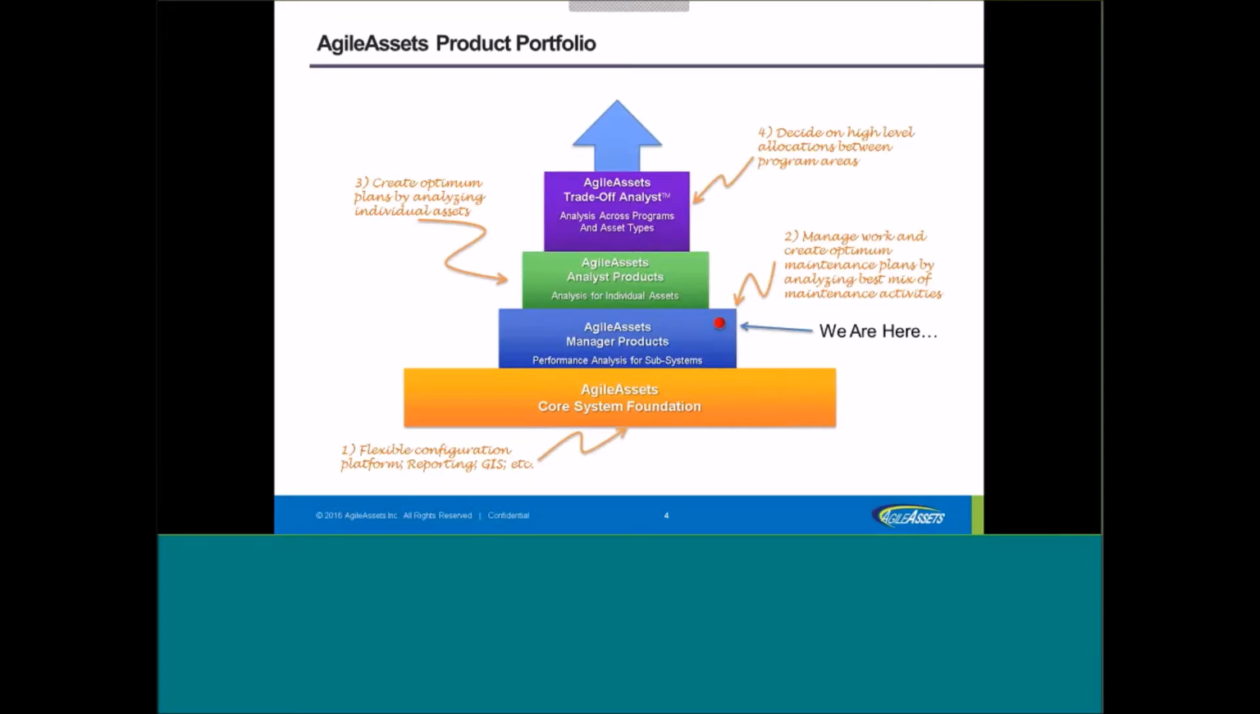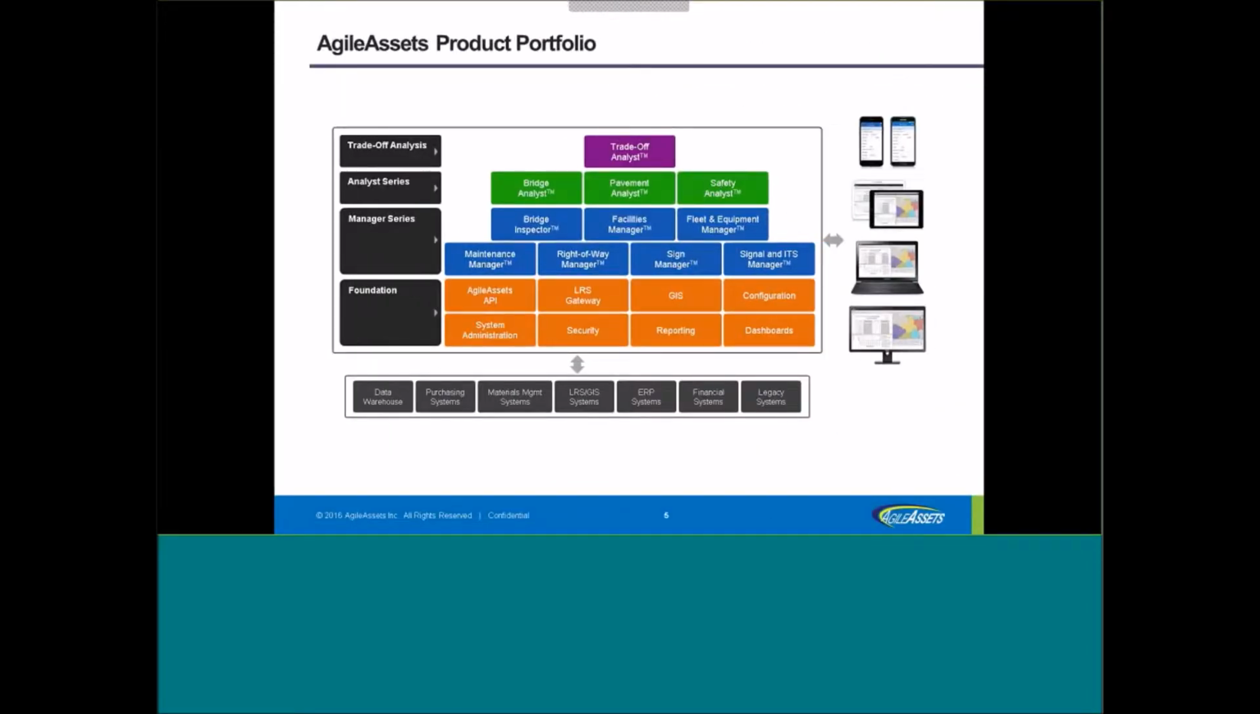All right, so on the next slide here, we're going to see a slightly more detailed version of the previous one. So you can still see that pyramid there with the foundation at the bottom, the manager series in blue, the analyst series in green, and then the trade-off analyst at the top there. You can see that right at the very bottom, that core foundation handles a lot of the basic processes in the system, things like linear referencing, things like mapping, those kind of things.